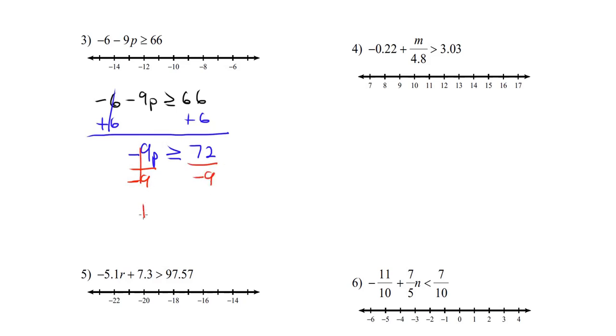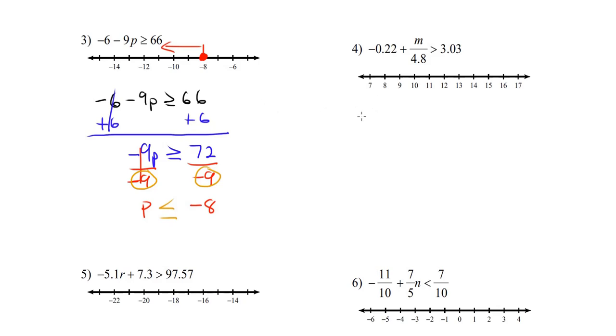On the left, these cancel out, leaving us with p. On the right, 72 divided by negative 9 is negative 8. But here, since we had to divide by negative 9 to solve, this greater than or equal to switches to a less than or equal to. So our solution is p is less than or equal to negative 8. And when we go ahead and graph this, it's or equal to, so it's going to be a solid circle on negative 8, and our arrow pointing to the left.